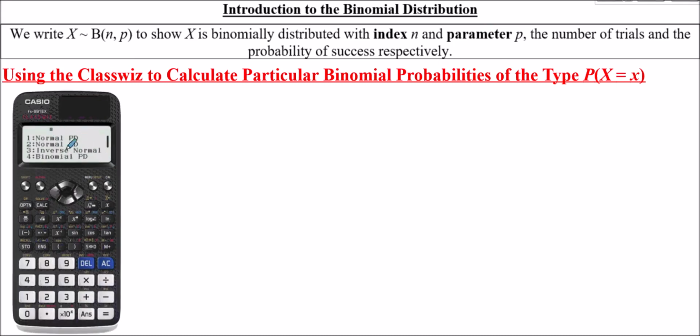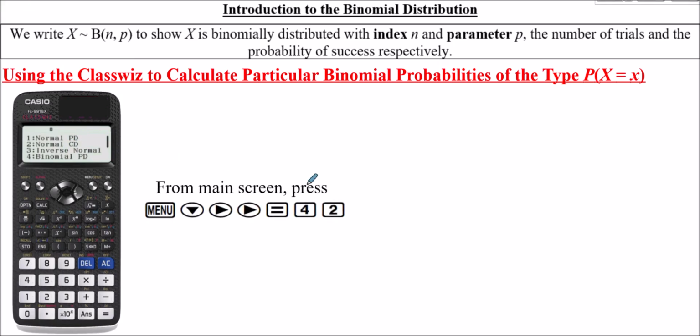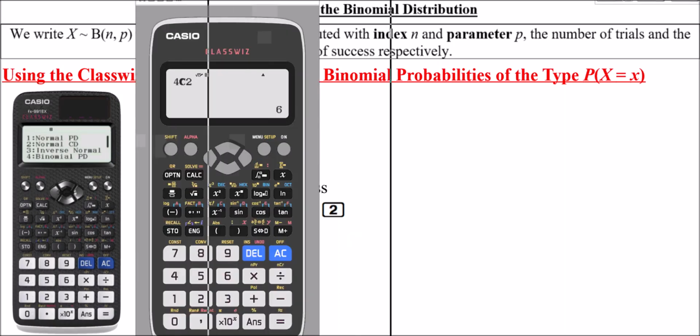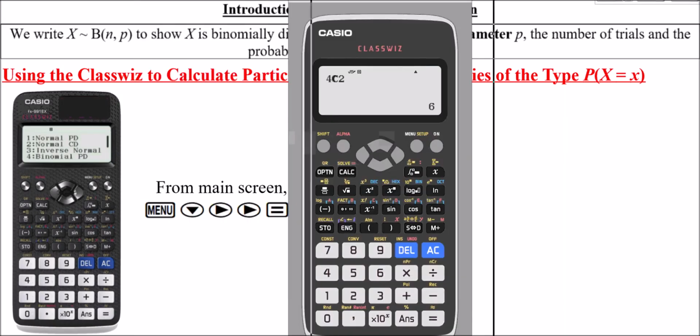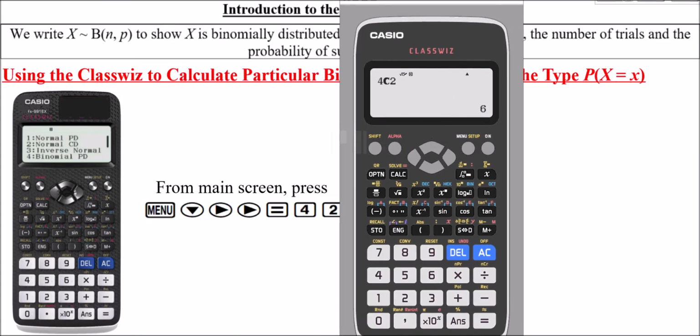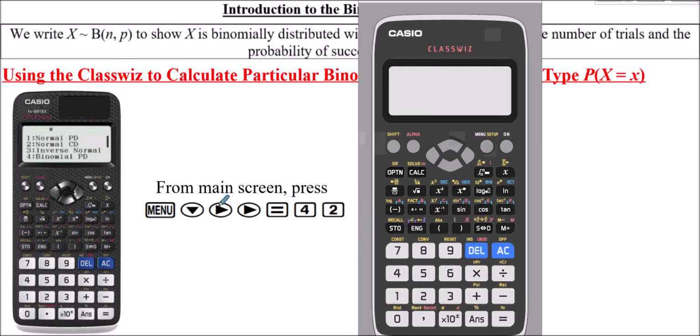You might not have seen this display yet, so I'm going to talk you through key press by key press how you get to this. From the main menu, we're going to press these buttons. In case you think I'm making it up, I'm going to show you on mine. I'm going back to the main menu by pressing the on button. So we press menu first of all, then down, right, right. You'll see here it's option 7. We press equals.